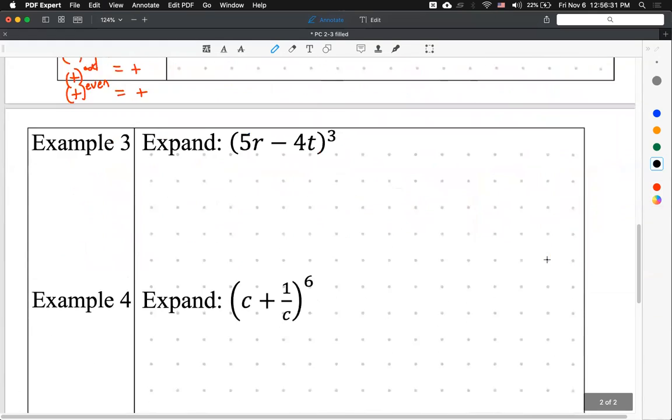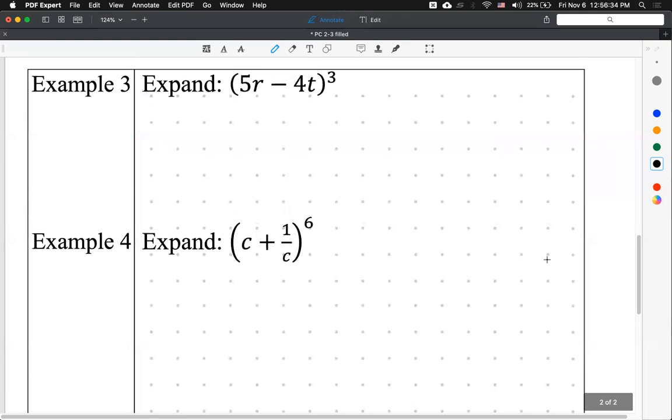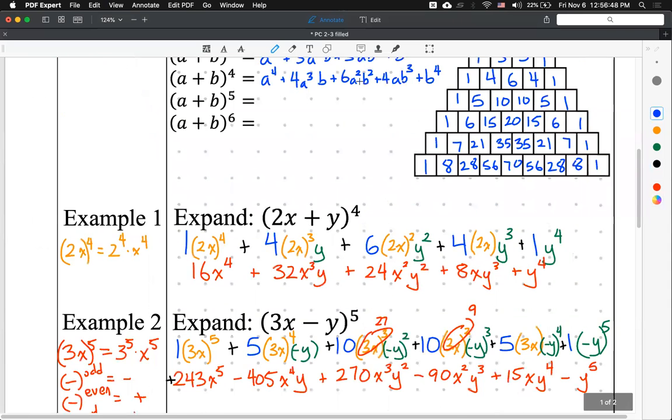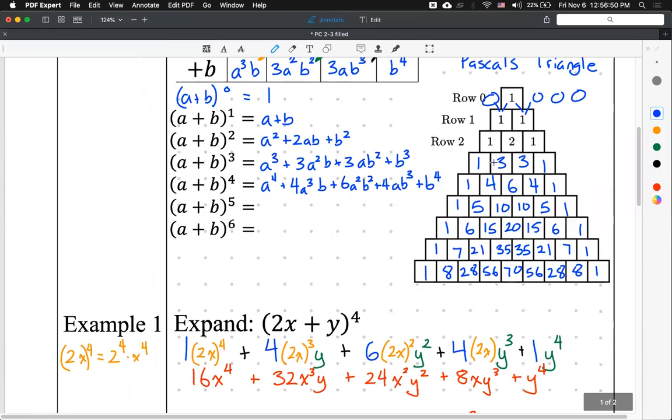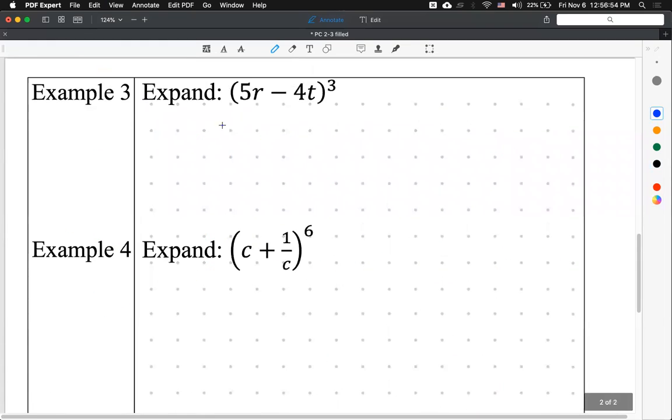Let me do example number 3, and then the hard example number 4. So in example number 3, it's just the power of 3, but there are slightly bigger numbers in here instead of like 2 or 3. They're 5 and 4, so a little bit scary. So again, Pascal's triangle is my first step. So I go to row 3 of my Pascal's triangle. Maybe it would be worthwhile copying this down, but I know row 3 is 1, 3, 3, 1. So I'll come back down here and say my coefficients are 1, 3, 3, 1.